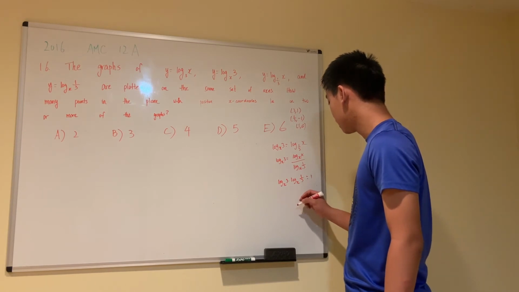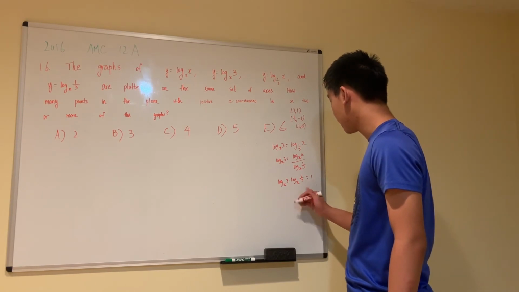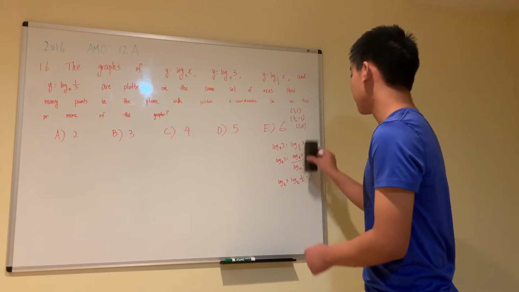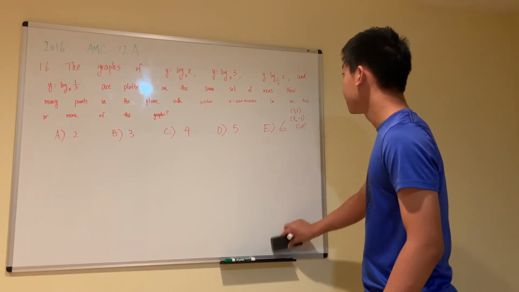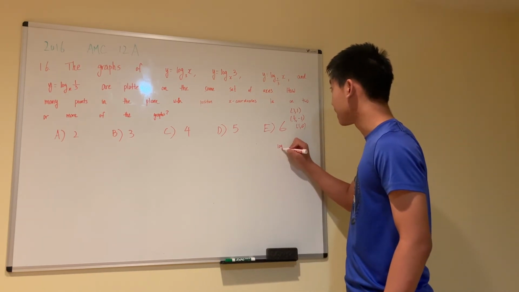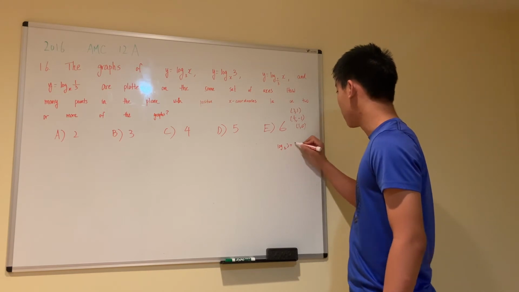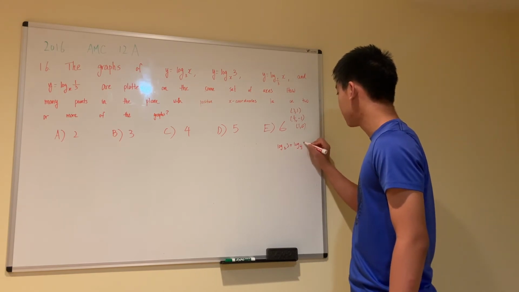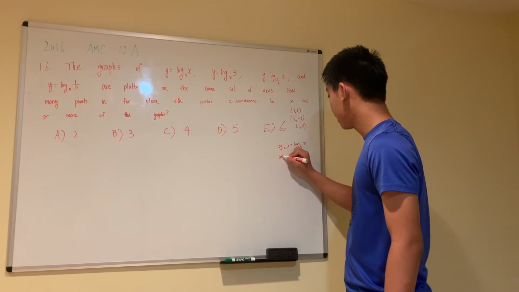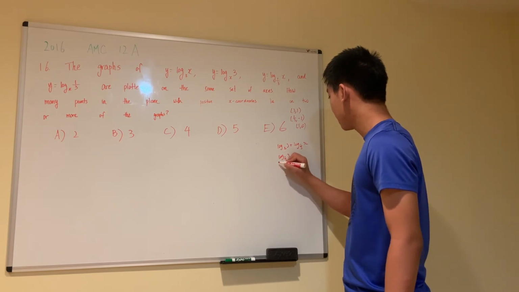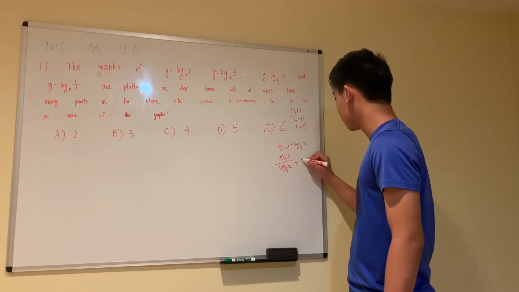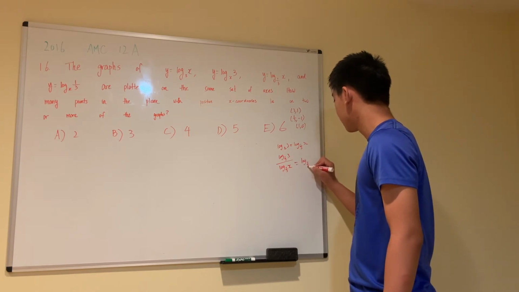And wait, actually I think we should have done it the other way around. So if we have log base x of 3 equals log base 1/3 of x, we're going to have log base 1/3 of 3 over log base 1/3 of x equals log base 1/3 of x.